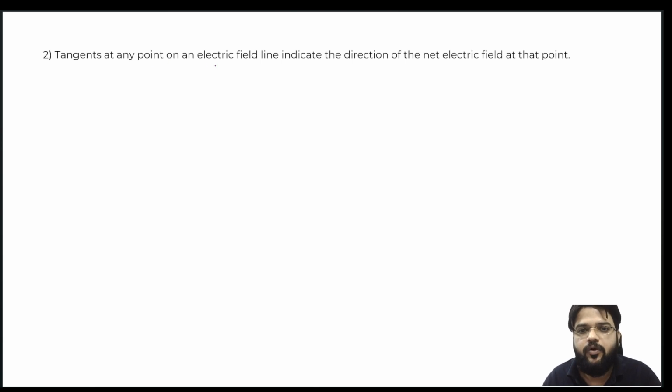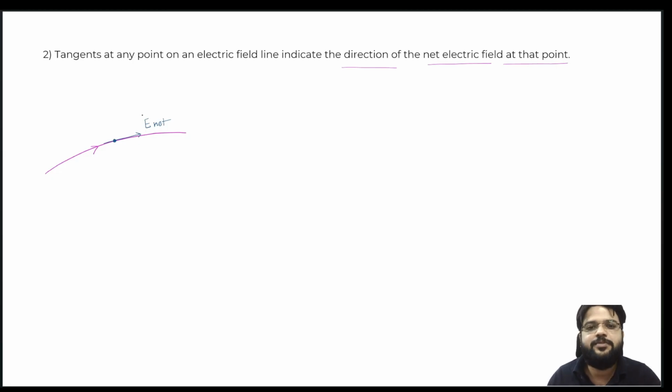Tangent at any point on an electric field line indicates the direction of the net electric field at that point. So it is representing the direction of the net electric field at that point. So let's see it, everyone. We have here one electric field line. This is the electric field line. And if I draw a tangent at this point, so this is the tangent at this point, everyone. So this tangent is representing the net electric field direction at that point. So this is the second property.